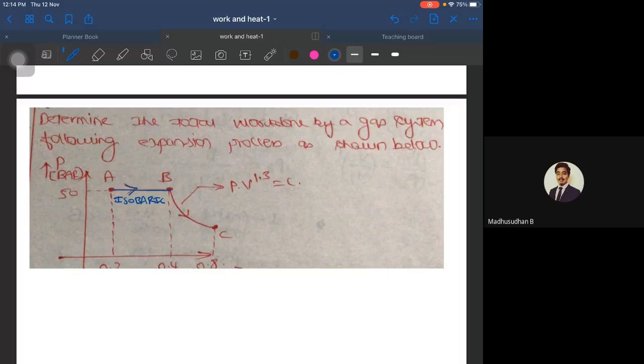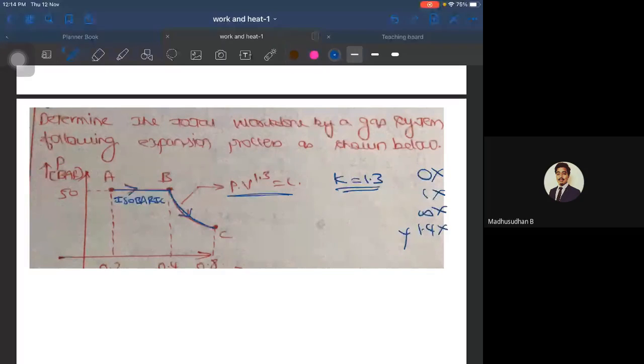From B to C, since it is a curved line, I can expect it to be isothermal, polytropic or adiabatic. But for that, he has given a hint here: PV^1.3 is a constant. Therefore, the value of n is 1.3. That means it is not 0, not 1, not infinite, nor equal to the ratio of specific heats, gamma. It is just 1.3. So which process from B to C? Polytropic. So I can judge it to be a polytropic process here.